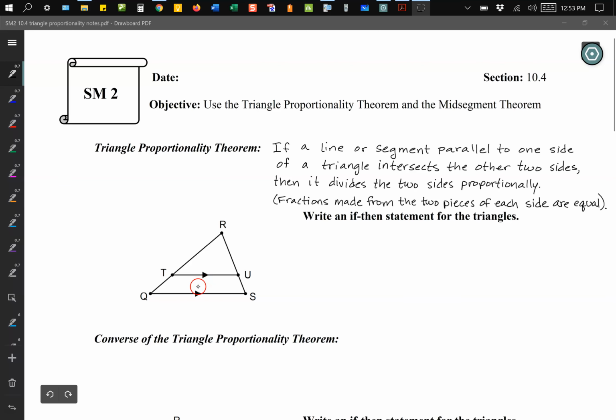So if these two pieces are parallel, what happens is that if you make fractions out of the two pieces of each side, you do long piece over short piece. For that side, it will equal long piece over short piece for this side. So let's go ahead and write that in symbols and highlight some things and see if we can make some sense of this.